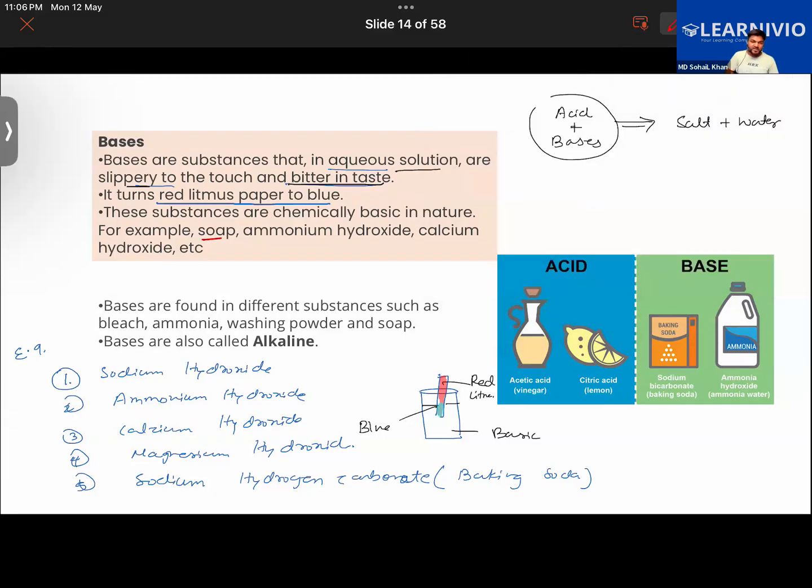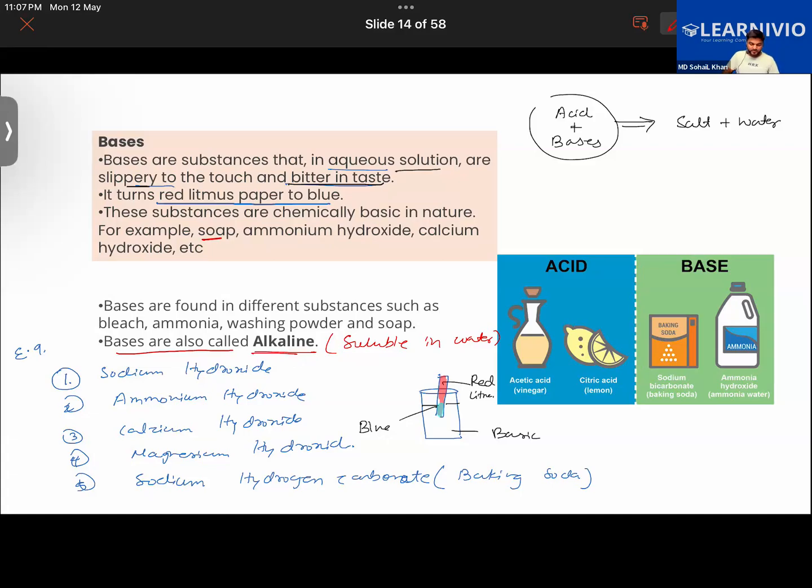One more important thing is that a base which gets dissolved in water, we call it an alkali. Bases are called alkaline also because some of them are soluble in water, whilst many of them will not get dissolved into water. But the one that gets dissolved into water, we call an alkali. Hope that much is clear to you.